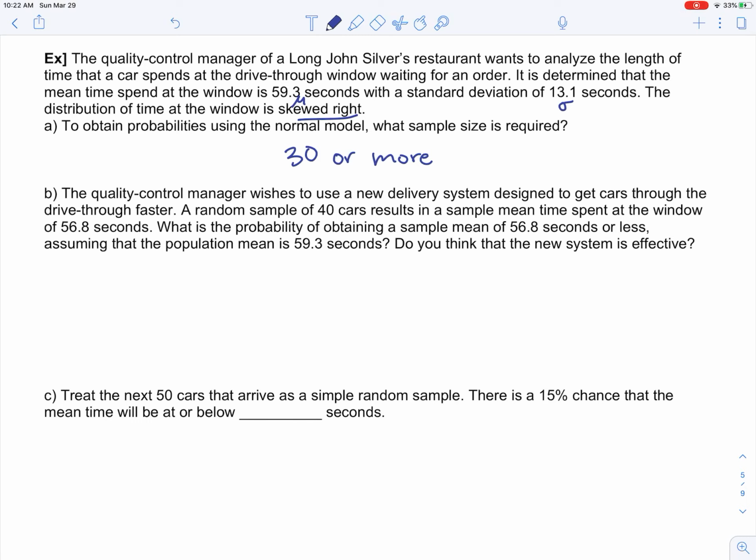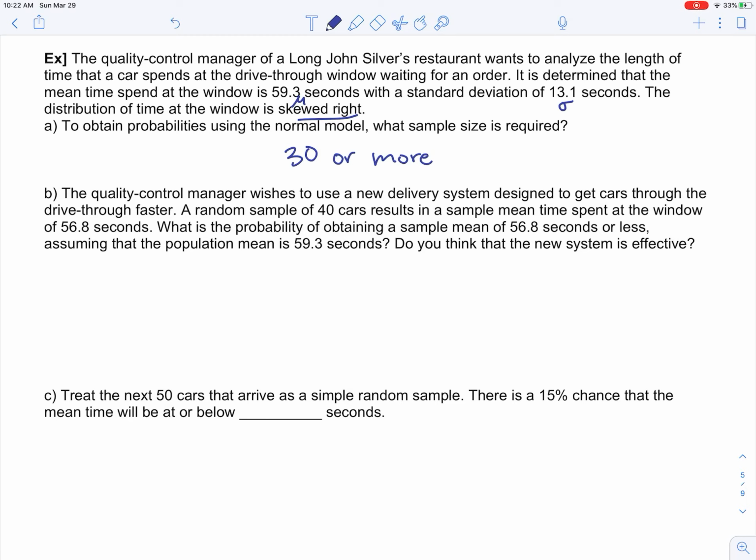If the population was normal, any sample size would be fine. But since the population is known to not be normal, we need a sample size of 30 or more in order to ensure that the distribution of X bar is normal and that we can use things like normal CDF or inverse normal in our calculator.